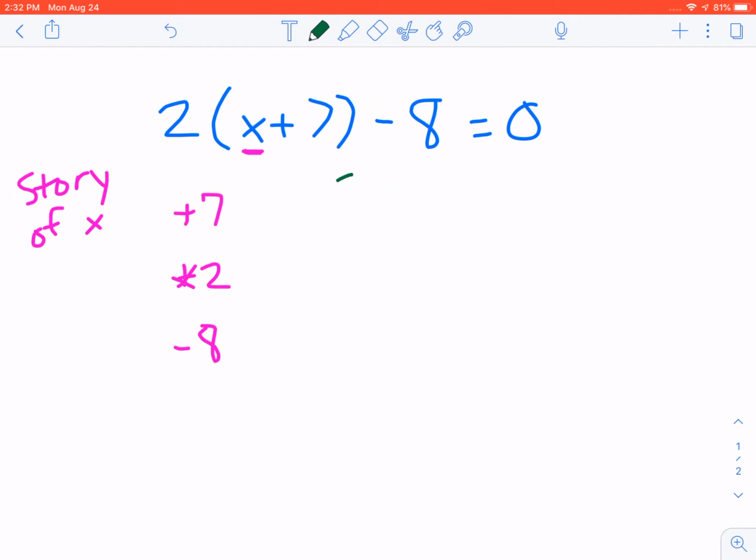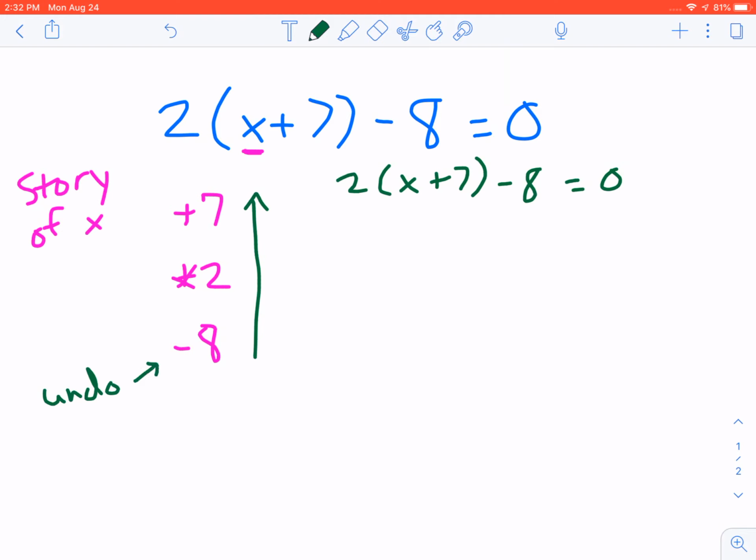So, I'm going to rewrite this equation here. 2 times x plus 7 minus 8 equals 0. What we're going to do is actually use these operations that we did, except instead of going this direction, we're going to go in this direction, and we're going to undo the operations as we go. For instance, in order to undo subtracting 8, we're going to add 8 to the equation. So you can see here that we are going to add 8 to both sides.